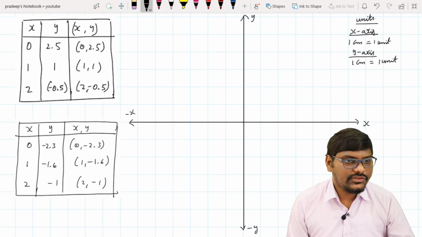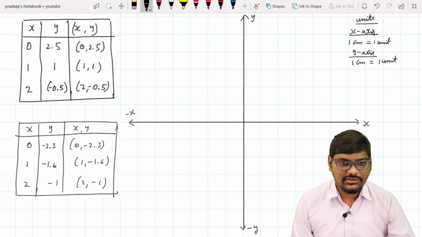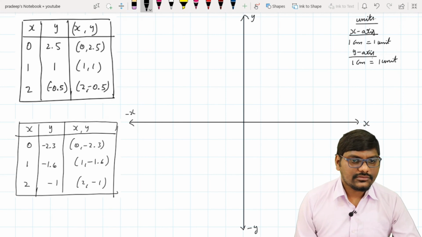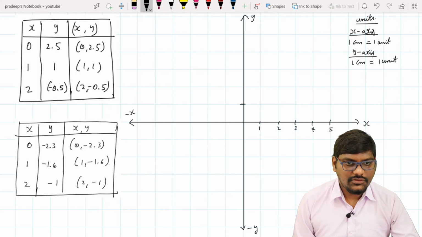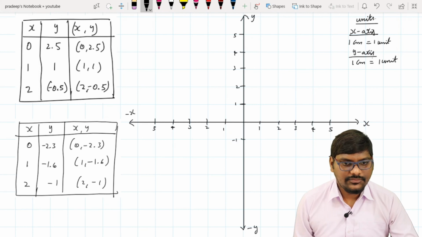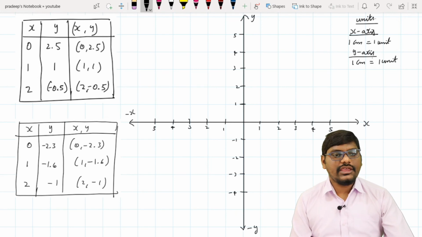So these are the coordinates which we got for the first equation. These are the coordinates which we got for the second equation. So let's take this. I can write here 1, this is 2, this is 3, 4, 5, and this is also 1, 2, 3, 4 and 5. Here also 1, 2, 3, 4 and 5 written. So here minus 1, minus 2, minus 3, minus 4. So that is enough.